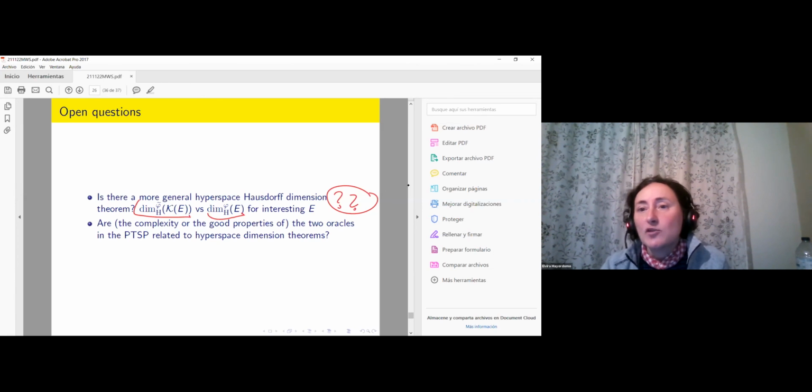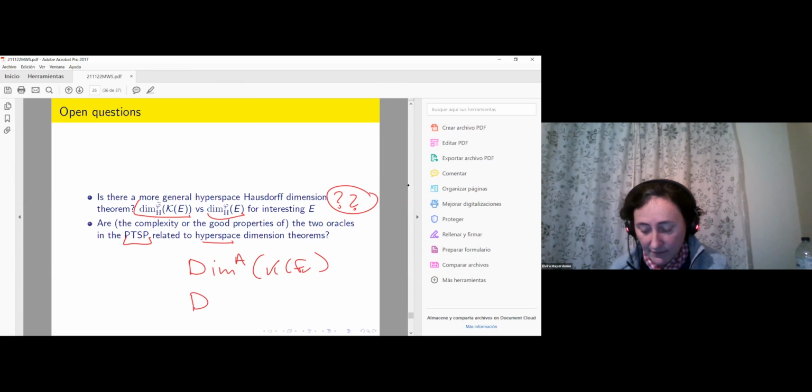And also a new question suggested by Don Stoll's paper: I think it could be interesting to find out, in the cases where the oracle that you get in the point to set principle, both for the hyperspace and for E, these two oracles, either one of them or both, if we assume that they have good properties, well, what kind of good properties?